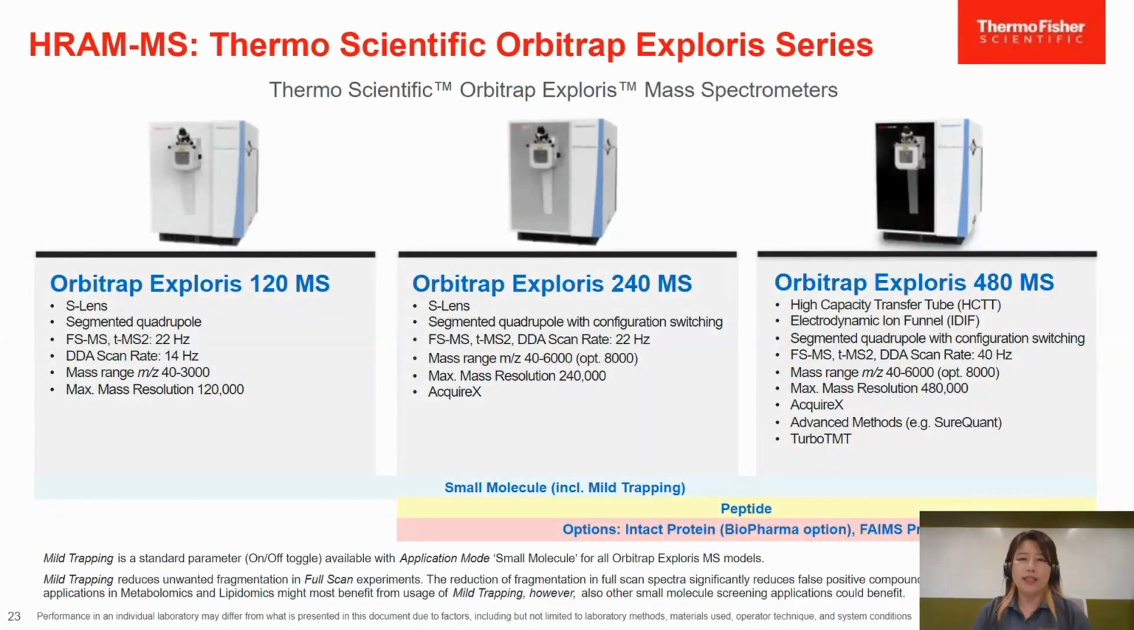And for HRAM mass spec, we used the Orbitrap Exploris series, and there are actually 3 Exploris series available. The numbers 120, 240, and 480 indicate the max resolution that can be reached. So here, 240, for example, this instrument can reach the max resolution of 240K. And we also apply the intact protein option for optimum protein analysis.